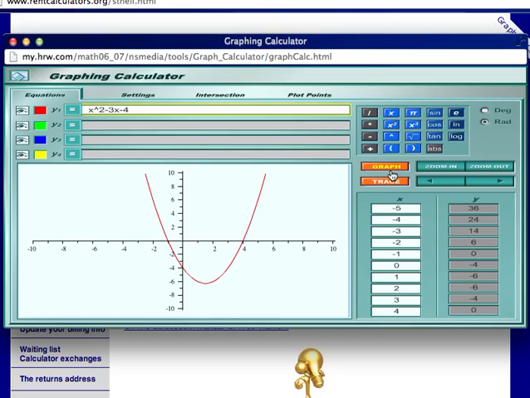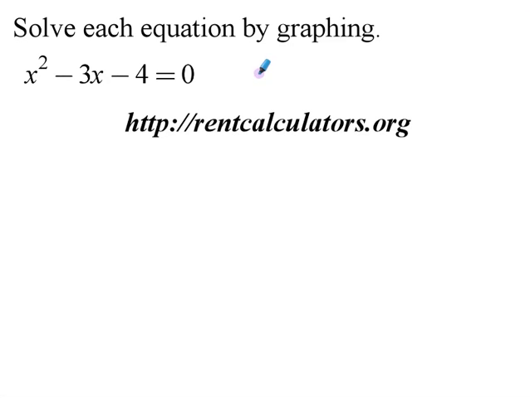Now remember, if I'm trying to find the roots or the zeros of this equation, I'm looking for what? Not the y-intercept, the x-intercepts. So I'm specifically looking where this graph intersects the x-axis. And where does the graph intersect the x-axis? -1 and +4. Okay, so my two solutions are -1 and +4.